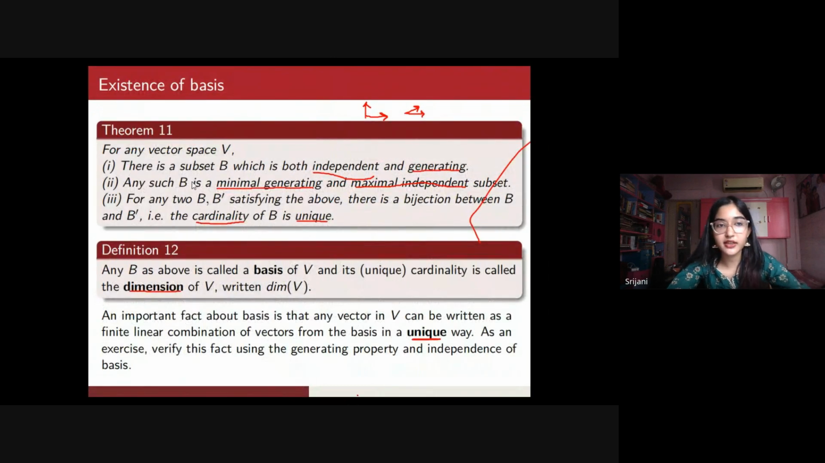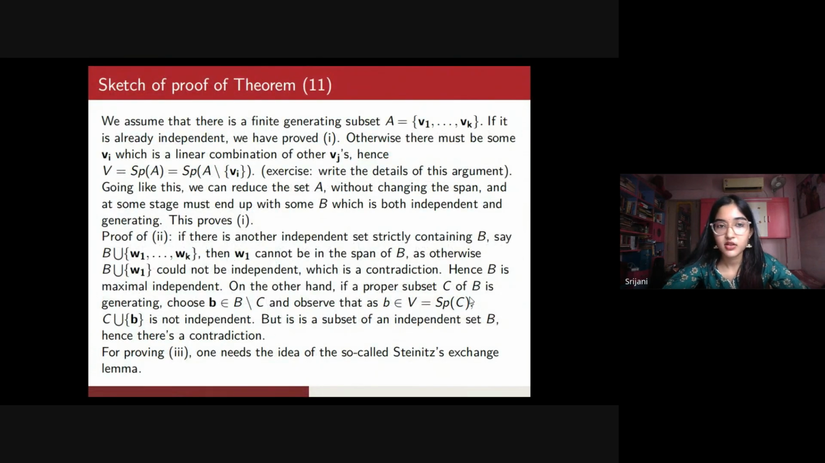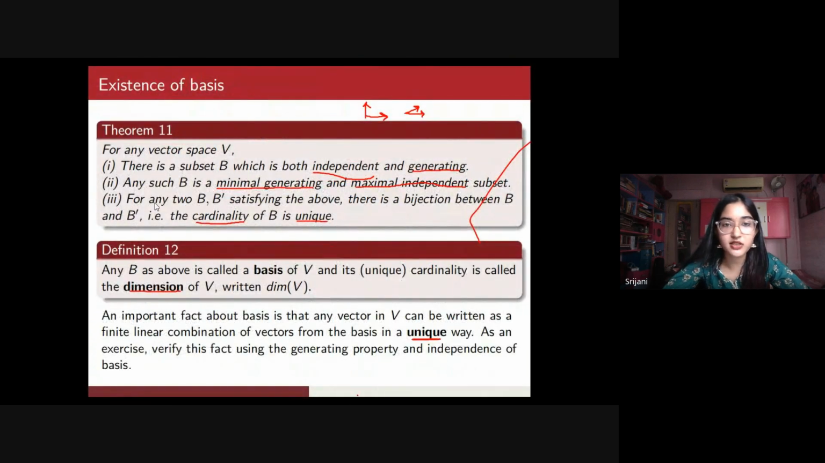Now, should I give the proof of this? I'm not sure if there is time. The first two parts are not difficult.